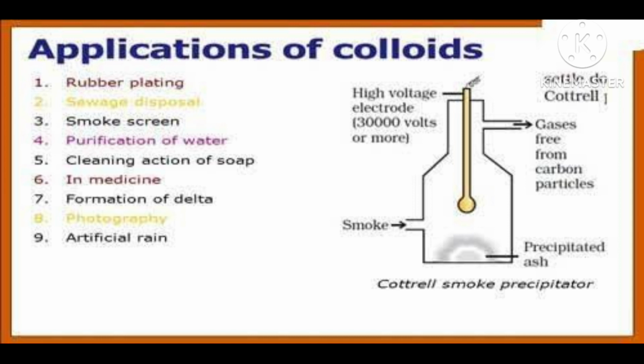Now the other application I was telling about is silver bromide in gelatin. This is used in photographic plates or films. These photographic plates or films are prepared by coating an emulsion of the light sensitive silver bromide in gelatin over glass plates or celluloid films.